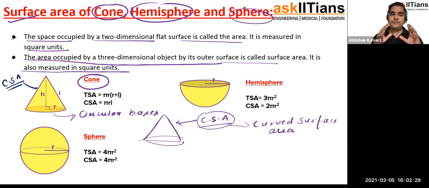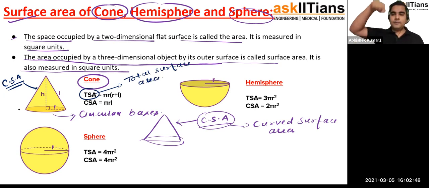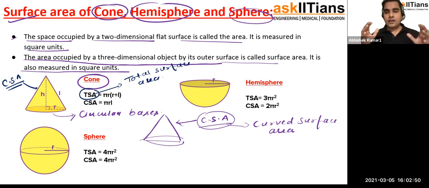And when we say the total surface area, this TSA here, it stands for total surface area. So when we say total surface area, that means we are talking about the curved surface area as well as the area of the base. Because in total surface area that curved path is included, and apart from the curved path you have the area of the circular base as well. When you add the area of the curved path and the area of the circular base, you get the TSA, or what you call total surface area.